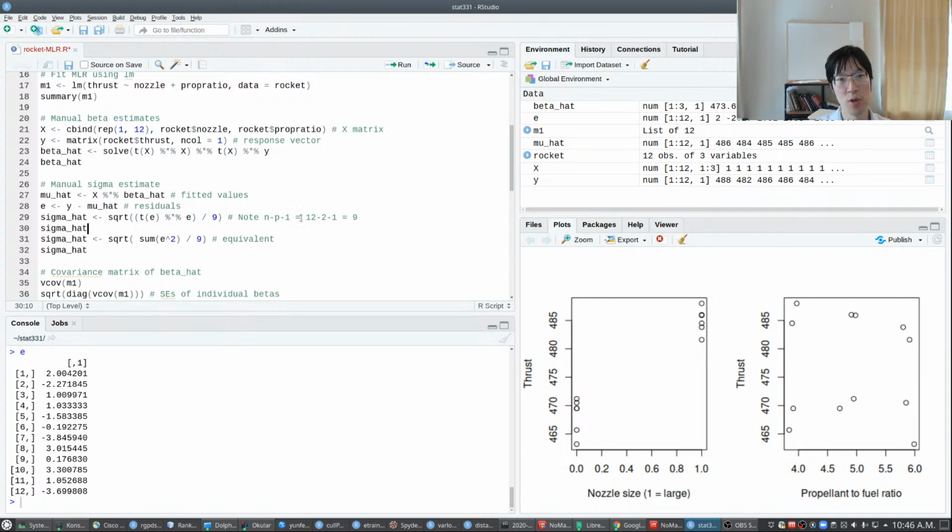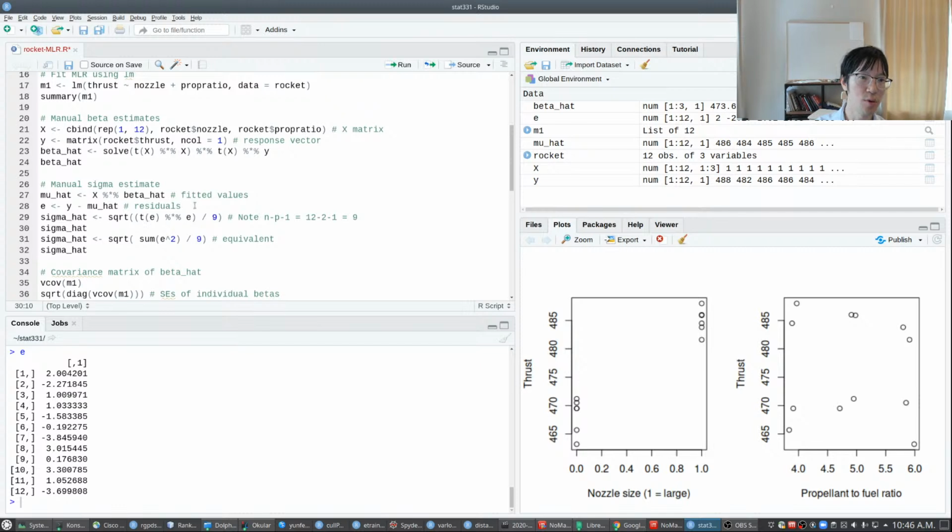Well, it's n minus p minus 1, where p is the number of predictors, and then 1 is for the intercept term. So we have 3 betas here: beta 1, beta 2 for nozzle size and propellant ratio, and then beta 0, the intercept. So we fitted 3 model parameters, so 12 minus 3, and we have 9 residual degrees of freedom.